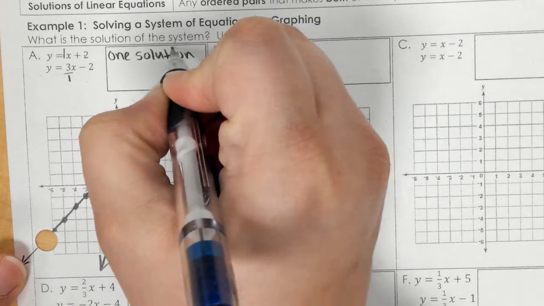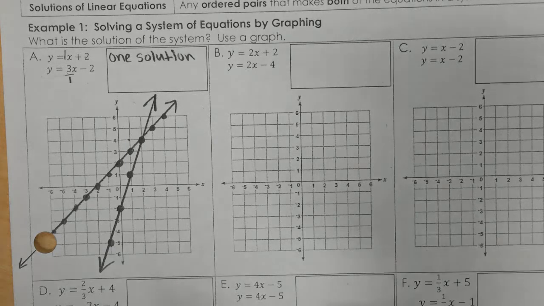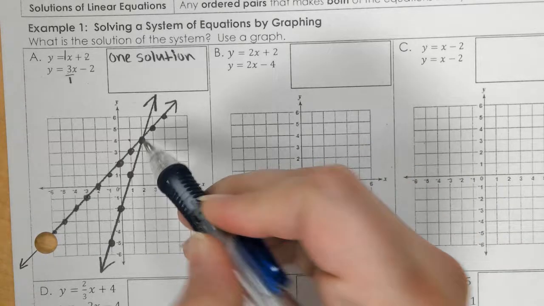But to go further, you have to state what the solution is. So where do they meet? They meet at (2, 4).